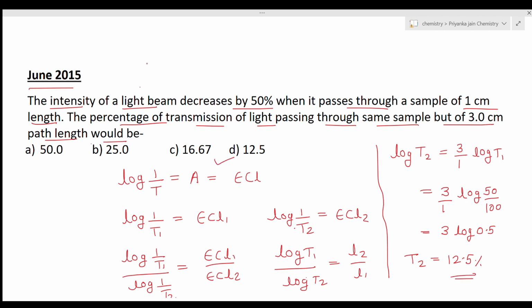Okay. So in this way you have to do the questions based on the atomic absorption spectroscopy. Okay, if you want some more questions, I can give you. You will have to comment and tell me.